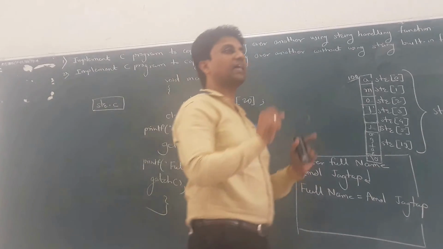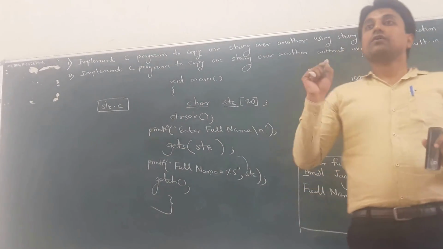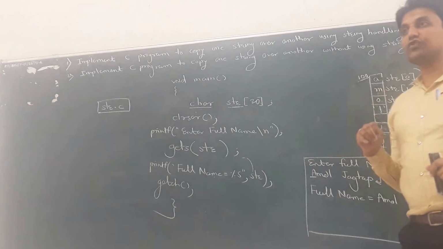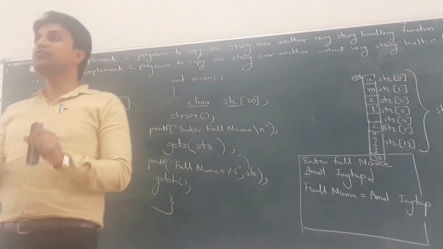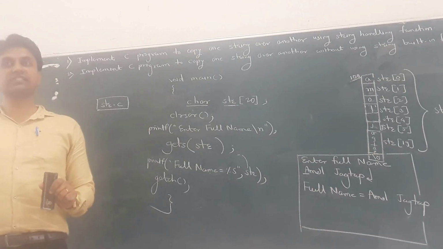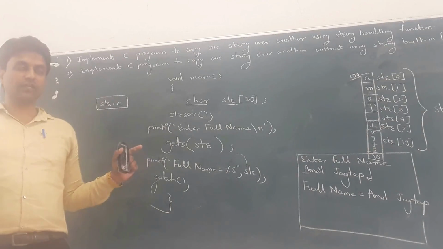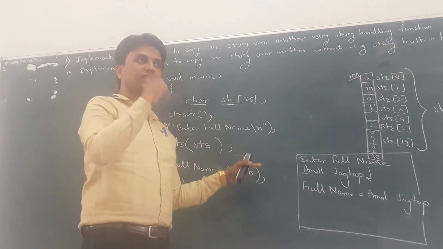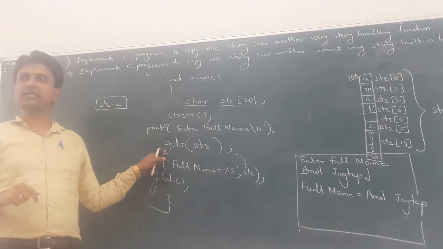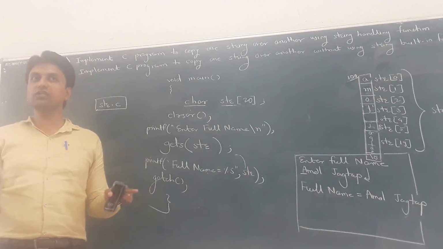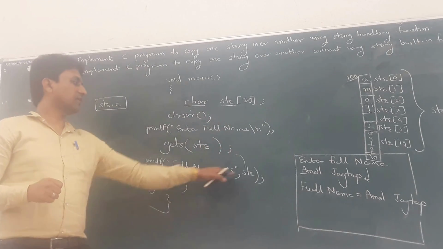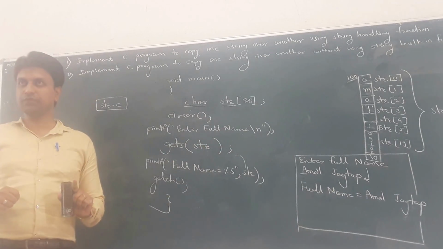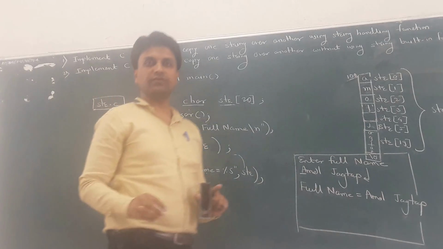So the drawback of the scanf function is that if we want to scan a string with spaces, using the scanf function we cannot scan it. So for that, one function is there, the gets function, which is used for scanning a string with spaces. And the correct output is displayed on the console. Clear? So today we will stop.